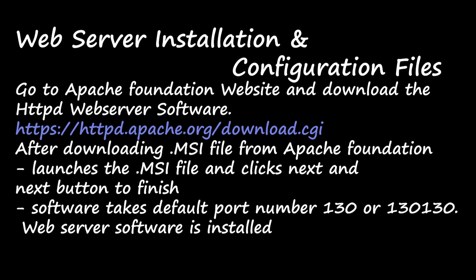After downloading the .msi file from the Apache Foundation website, first the user has to launch this .msi file. When you launch that, one dialog box will appear. From there you have to click next till you get finish. And then, as a default, the port number will be 80. Once the user has clicked on finish, the web server software is installed and configured on the server hardware machine as a service. And then now we have to start our testing.